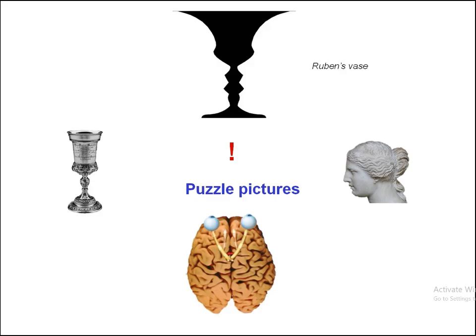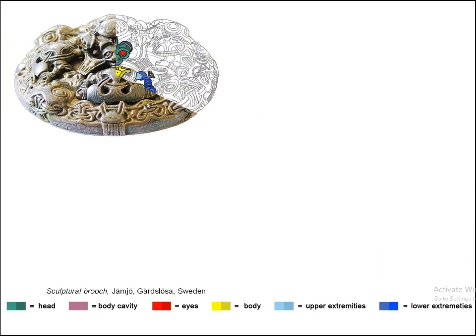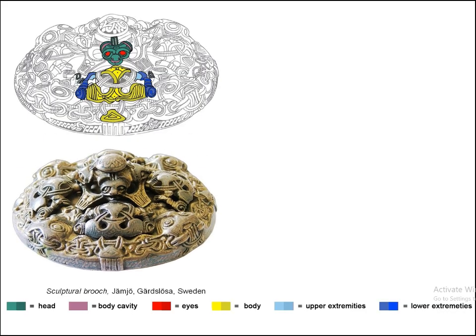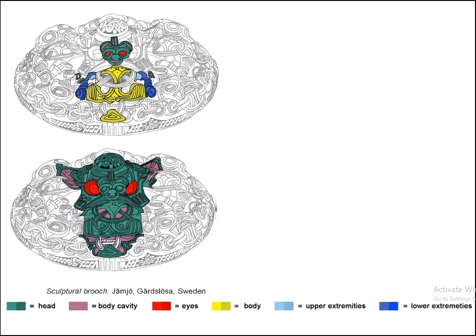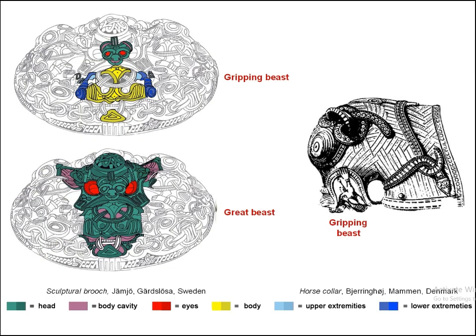Into the middle of things, let's look at a sculptural brooch from this East Scandinavian tradition, probably from the same workshop, which displays a gripping beast from the Middle Viking Age that, in an alternative reading, also constitutes a large animal head. And this kind of reading is backed up by other similar compositions from the Middle Viking Age, which display similar mixes.